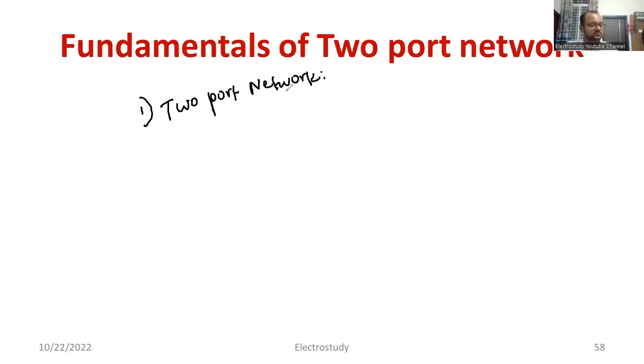Very simple. Consider a network. Assuming that this is a network, the network which is having one pair of input and output, see, a network which is having one pair of input and output is called a two-port network. So there are different varieties of two-port networks available.